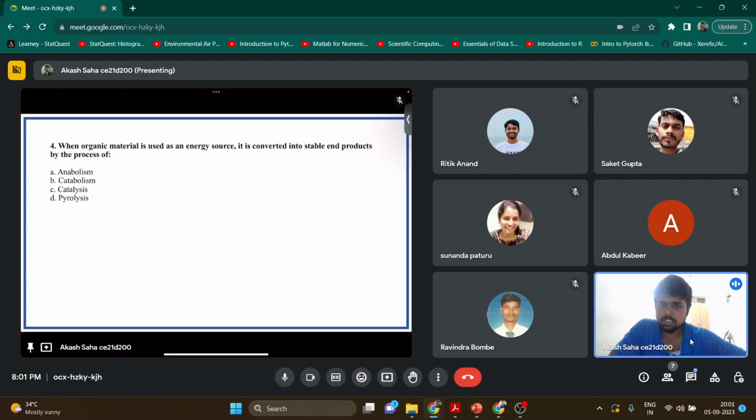Okay, next question. When an organic material is used as an energy source, it is converted into stable end products by the process of. While discussing ASP, I introduced two of the terms. So I already discussed it. Please tell me what is the answer. Organic matter with the help of energy is converted into stable products. So that means it is being decomposed or degraded. So that process is known as anabolism, catabolism, catalysis, pyrolysis.